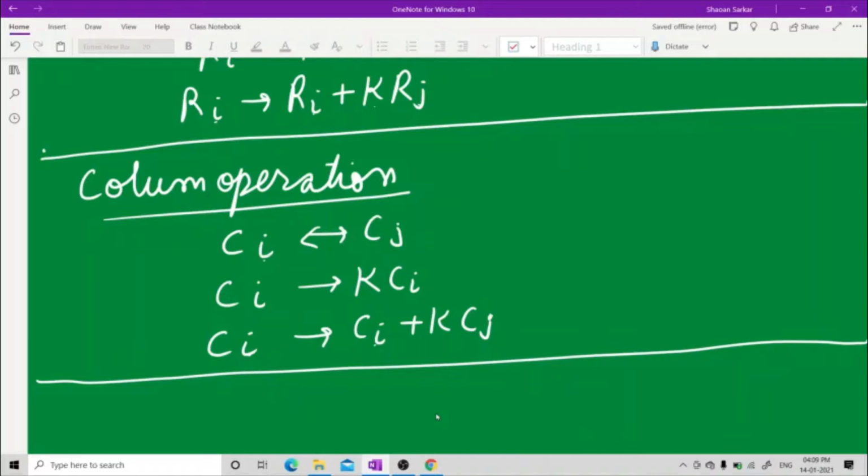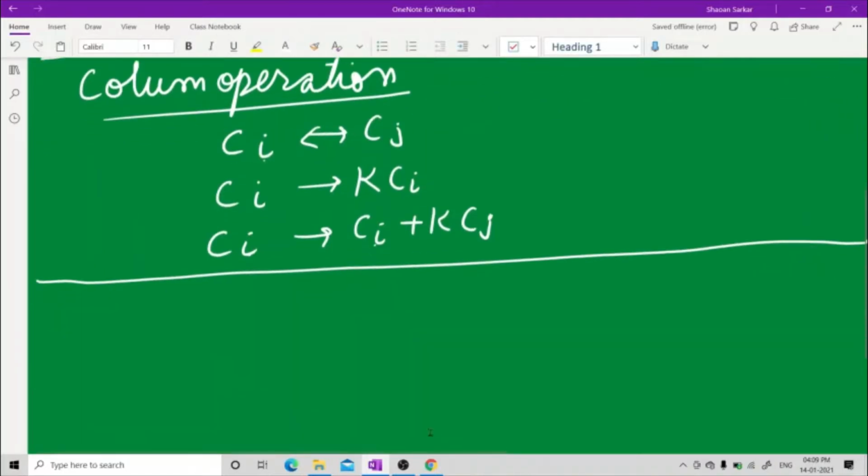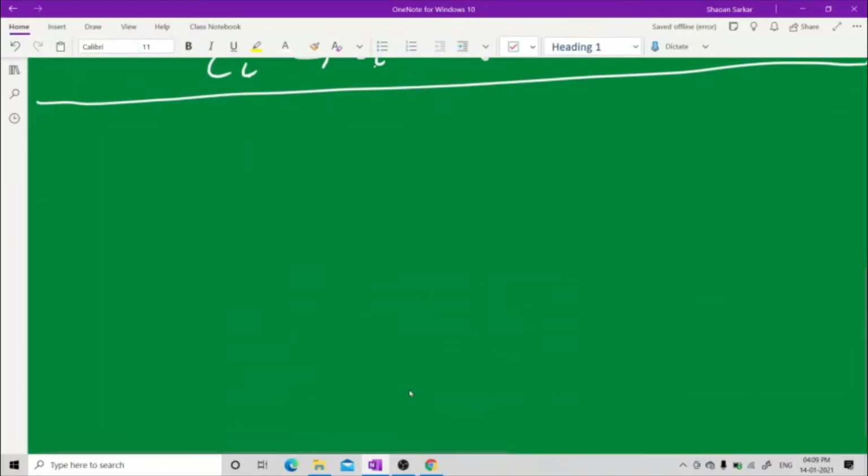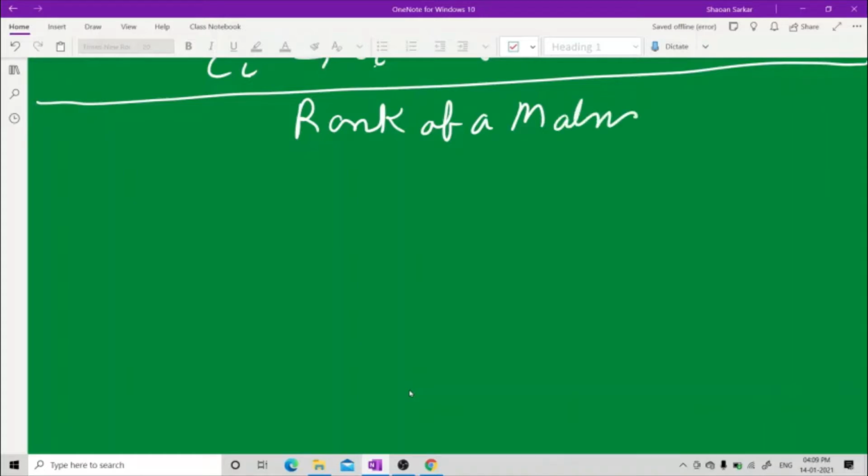Now we will talk about the rank of a matrix. Let me first explain how to find the rank. At least you will have an idea how to use these rows and columns. Then we will properly understand the rank, and I'll give you a theory on the ranks.